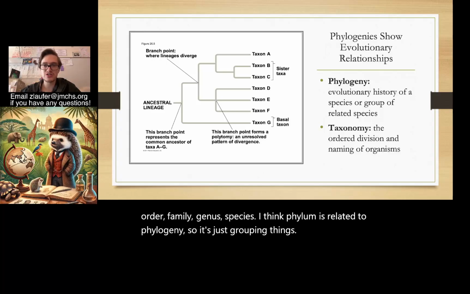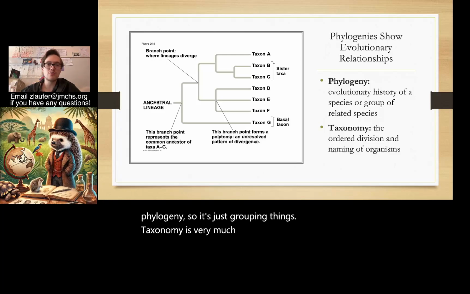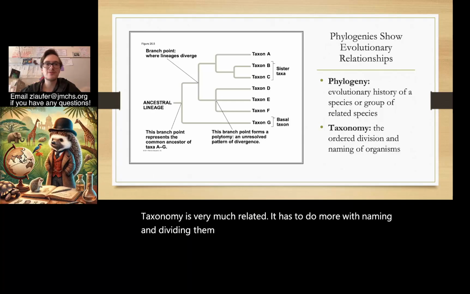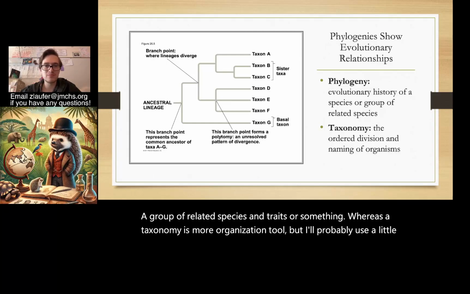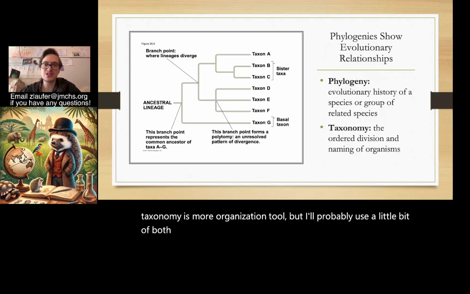Taxonomy is very much related. It has to do more with naming and dividing them up. Phylogenies are generally used to show a group of related species and traits, whereas a taxonomy is more of an organization tool, but I'll probably use a little bit of both interchangeably. They're essentially the same thing for our purposes.